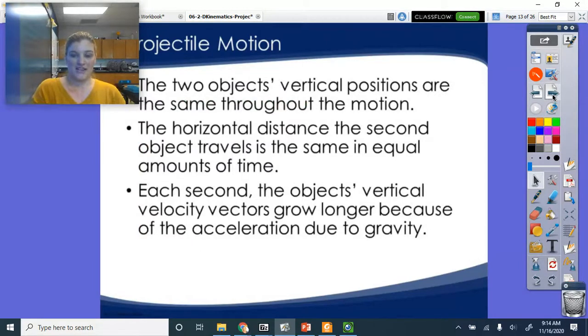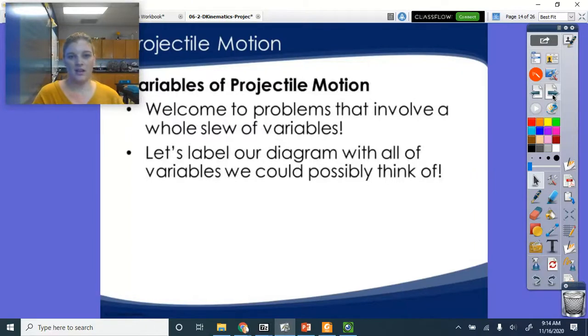So the two objects have the same vertical position, so up and down throughout the motion. And then when we're moving off to the side as well, we are moving down with that speed of gravity, but we're moving across at a constant speed in equal amounts of time. However, when we're going down, that acceleration is making our displacement a little bit different each time because we are accelerating from gravity. So now we have a lot of variables to talk about.